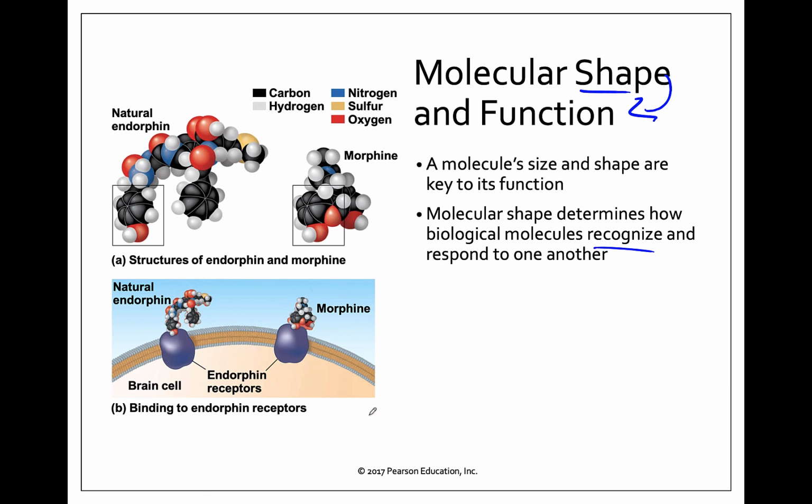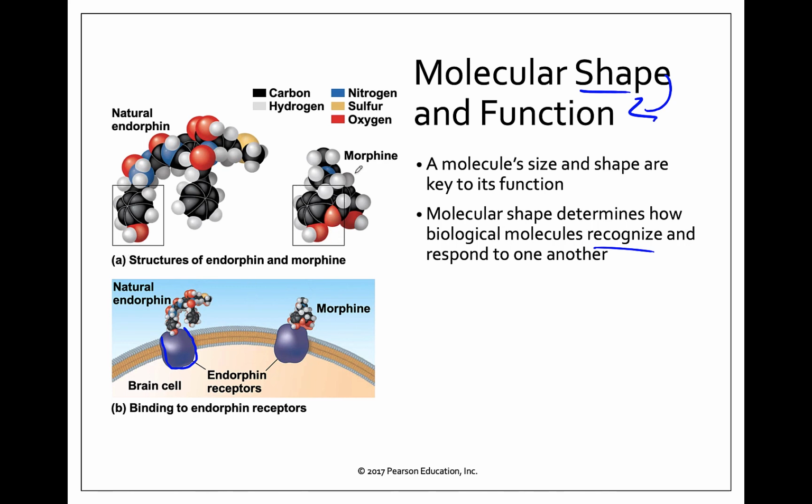So this is a brain cell, and these are the endorphin receptors. This is a natural endorphin, the hormone that you would release when you're excited and having a fight or flight or stress response. This would also happen if you're just running and exercising. These get sent to the brain and your brain receives them. And if you're running, this is a good feeling. This is what gives you a runner's high.